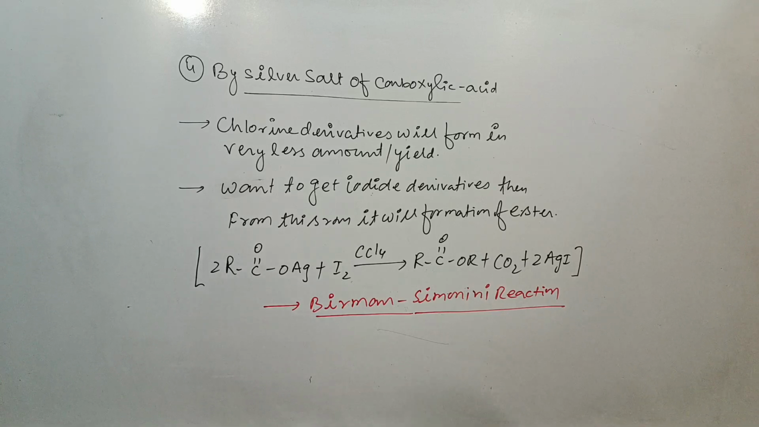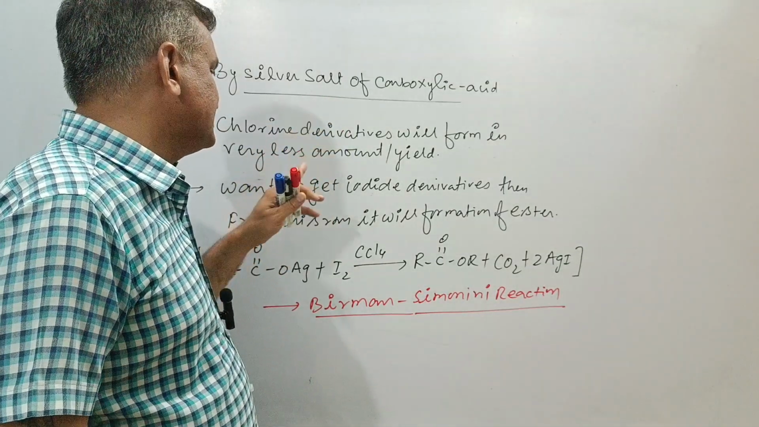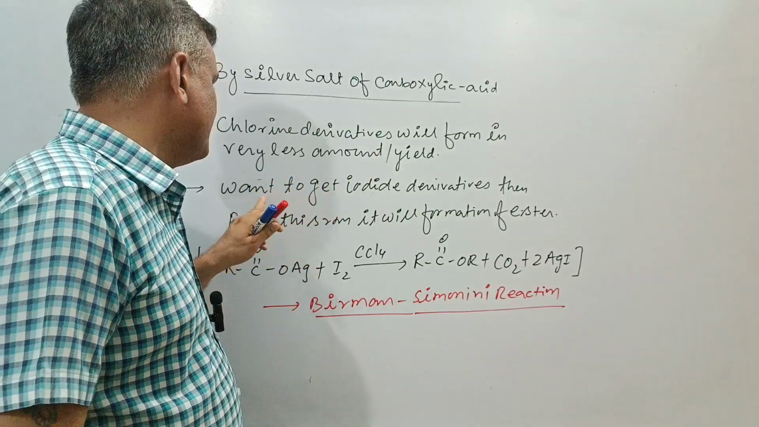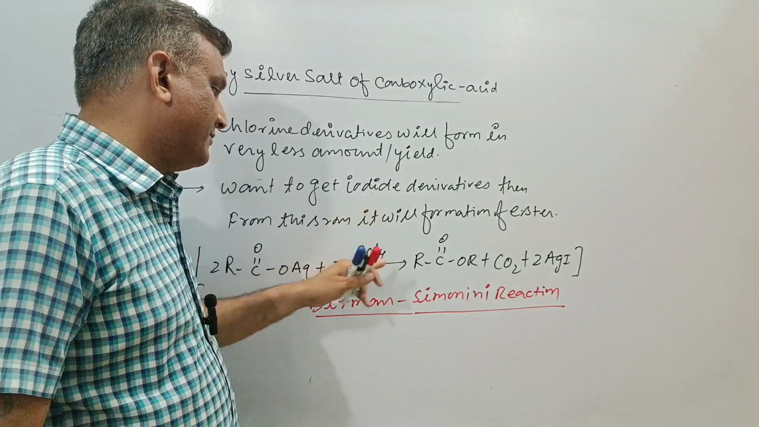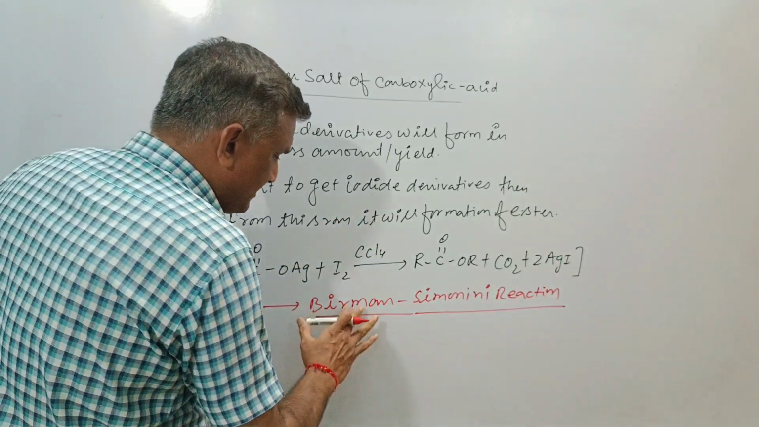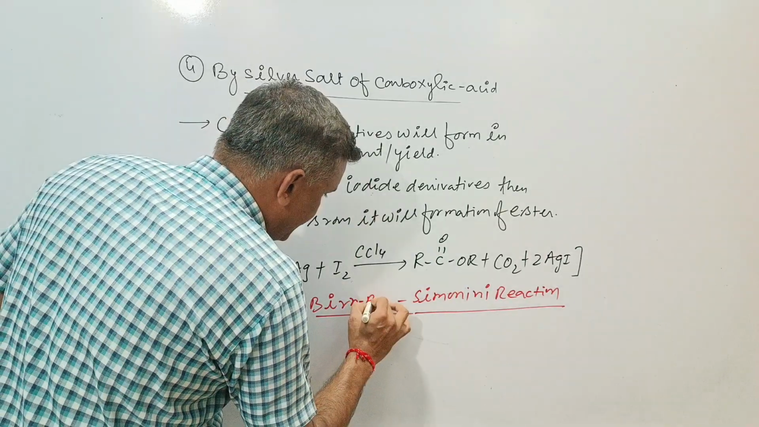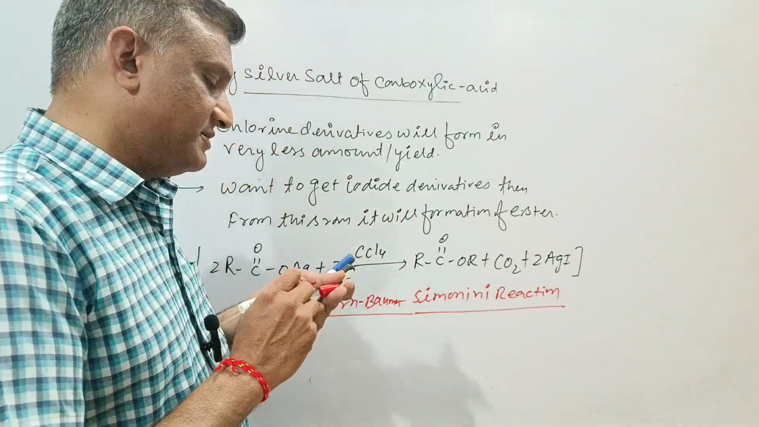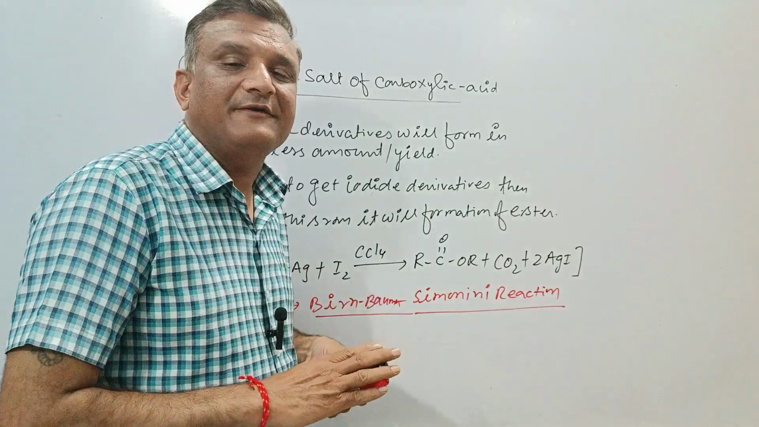So the fourth reaction is from the silver salt of carboxylic acid. The chlorine derivative will be formed in less amount. During the formation of iodide derivatives, an ester will form, and this is also called the Birmingham-Simonini reaction. So this was about the formation of haloalkane.